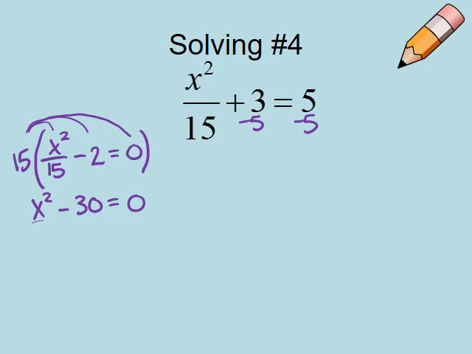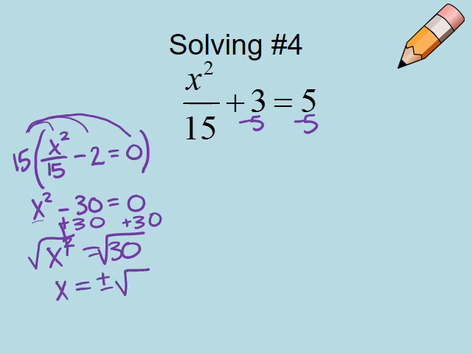Now if I take a look, I have two terms and a subtraction sign, but 30 is not a perfect square. So unfortunately, I can't use difference of squares, so I'm going to isolate the x. I'm going to start doing that by adding 30 to the other side. I'm going to square root both sides, and I end up with positive or negative square root of 30.